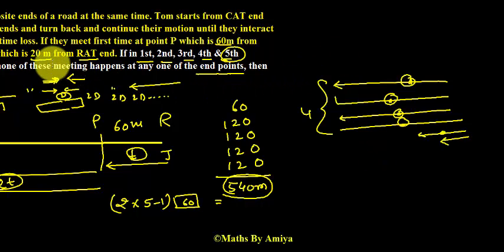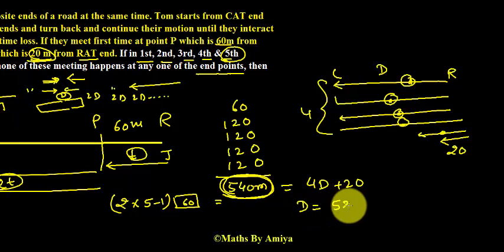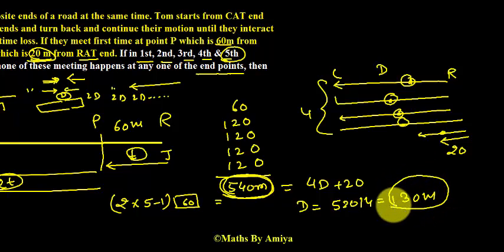And we know the last or the 5th meeting happens 20 meter from the rat end. So, this distance is 20 meter. Assume the distance between rat end and cat end is D. So Jerry covers D, then again D, then again D, then again D, which is 4D, plus the 5th round extra 20 meter. And this is equal to the total distance traveled by Jerry. That is 540 = 4D + 20. By this we can say D is nothing but 520 by 4, which is 130 meter. So the distance between cat end and rat end is 130 meters.